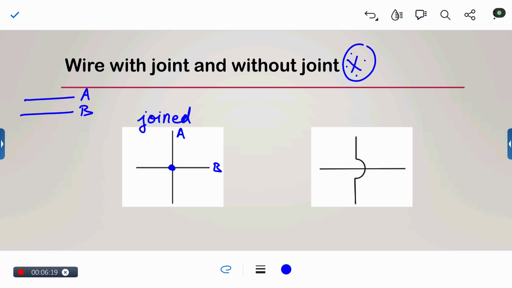Or another condition is, if one wire is overlapping the other wire, if the symbol is like this, it means these two wires are not joined. Yeah, these two wires are not joined. That means a wire with a joint and a wire without a joint. This one is a wire with a joint and this one is a wire without a joint.